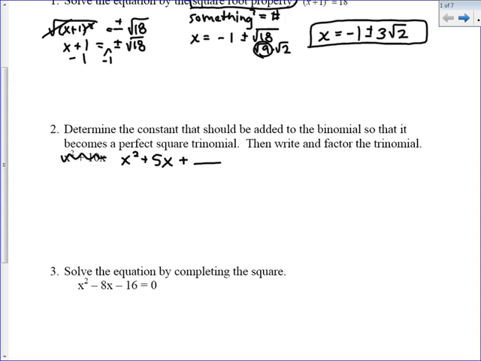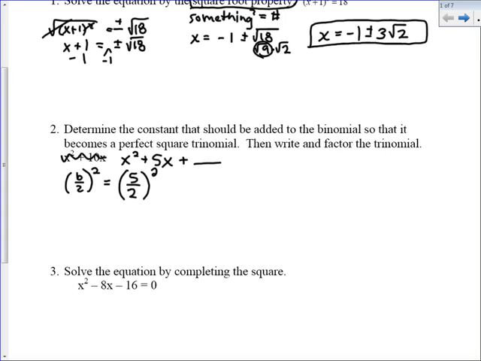How do I fill in the blank? b over 2, and then what do I do with that result? Square it. But in this case, b is not even. So when I go for b over 2, I get 5 over 2. Doesn't divide. That's okay. I'll leave it as a fraction.